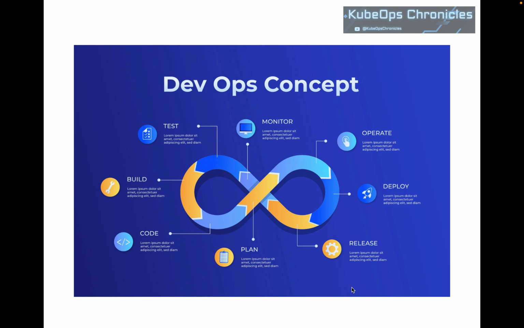Let me show you a quick diagram of the DevOps concept and lifecycle. In a DevOps lifecycle, we start from plan, develop, build, test, release, deploy, operate, and monitor. Each step can be automated and enhanced with a specific tool. Let me walk you through them.